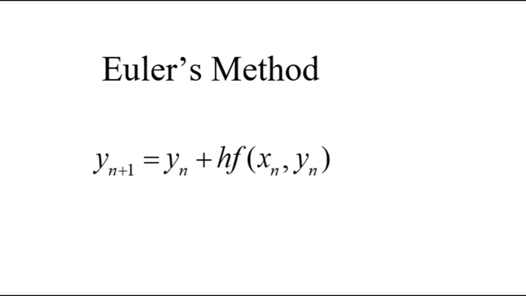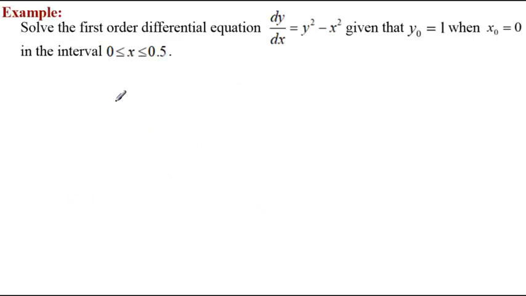So now, here's an example which says: solve the first order differential equation dy/dx equals y squared minus x squared, given that y0 is equal to 1 when x0 is equal to 1. This actually means that if we've got a graph of the solution to this equation, this graph would pass through the point 1 for x and 1 for y. So this point is actually on the graph of the solution.